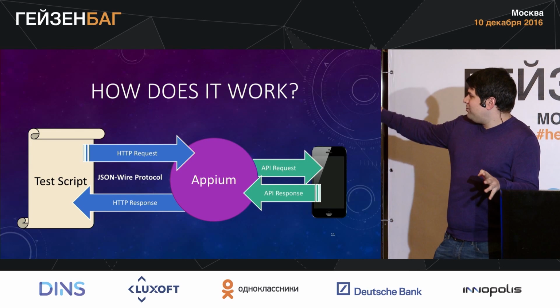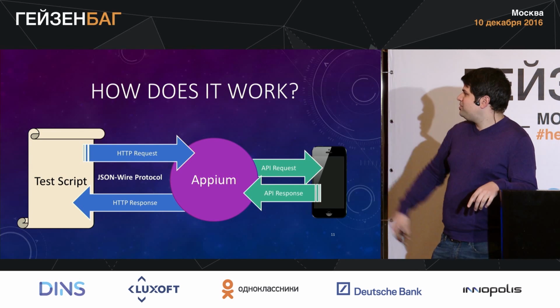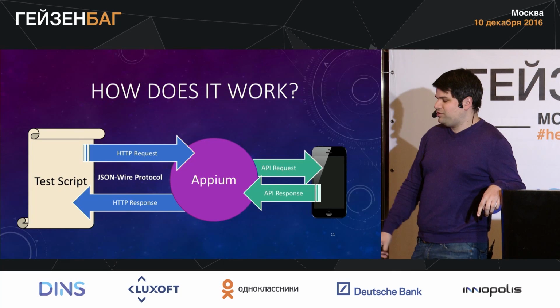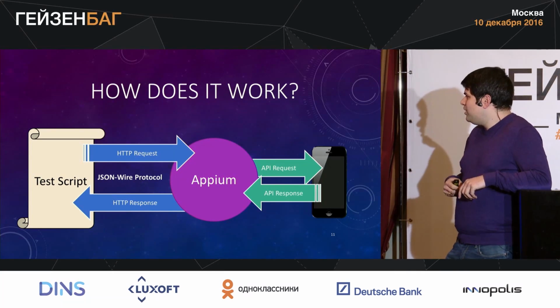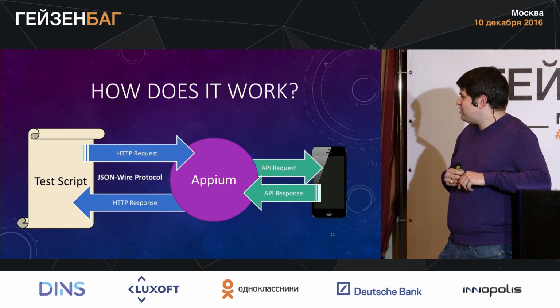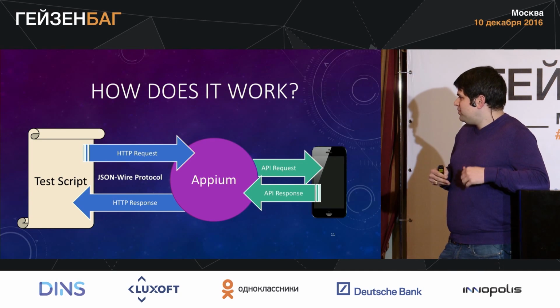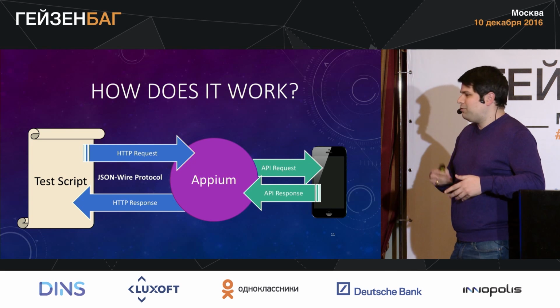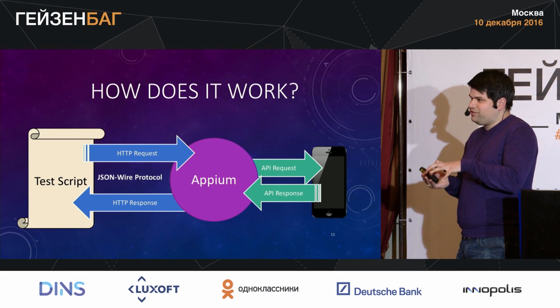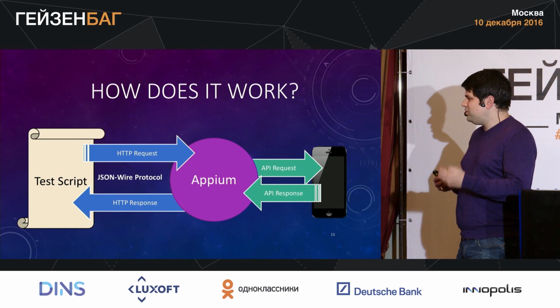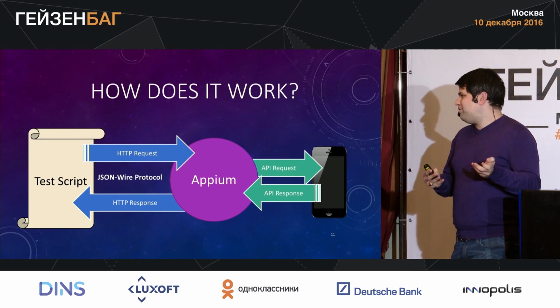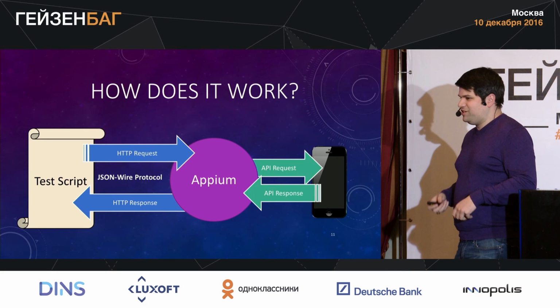Anyways, how does it work? It's quite simple. You have your test script. You send us an HTTP request using whatever language you'd like, using the Selenium bindings for that language. Appium then takes that request, decides which API to call to the mobile device, calls the requisite API, receives the response, translates that into a JSON protocol compliant response for you, and you're better off, and you're none the wiser as to what happened behind the scenes, which is excellent.